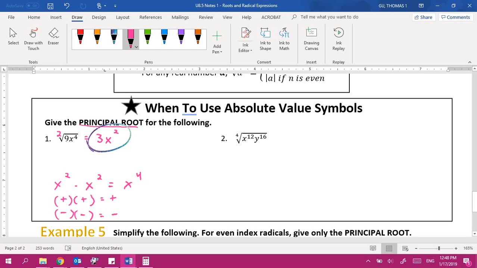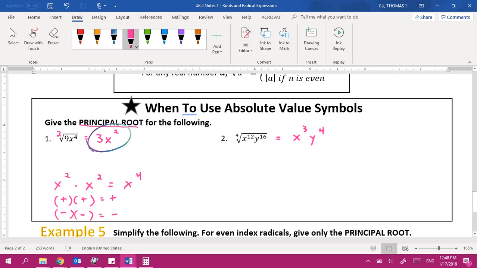It's the 4th root of x to the 12th, y to the 16th. Omar, you said you got the answer? What is it? X to the power. How did you get that? I just divided 12 and 16 by 4. Exactly. You divide those exponents by the index. There you go.